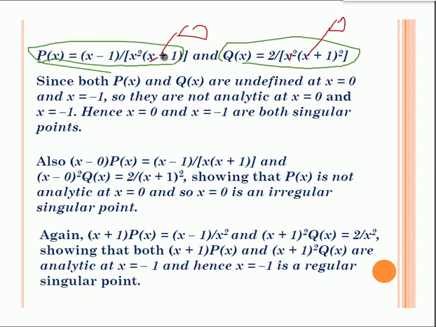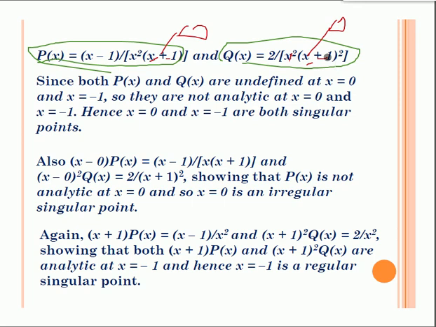Here this is minus 1, this is plus 1, so it becomes 0. Here also minus 1 plus 1 becomes 0. So x equal to minus 1 also makes the denominator 0. That means p of x and q of x are undefined. So for x equal to 0 and x equal to minus 1, p of x and q of x are undefined, which means they are not analytic at these points. Not analytic means singular points. Okay, clear. Now next go to whether they are regular singular points or irregular singular points.